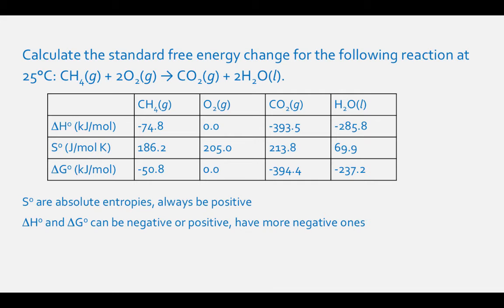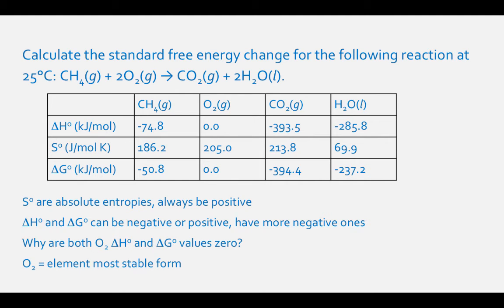Except for the oxygen gas, notice that both of its delta H naught and delta G naught are 0. Why is this? This is because O2 is an element, and this is its most stable form. If we had O gas or O3 gas in this problem, this oxygen atom and molecule have non-zero values of delta H naught and delta G naught, because these are not oxygen in its most stable form.